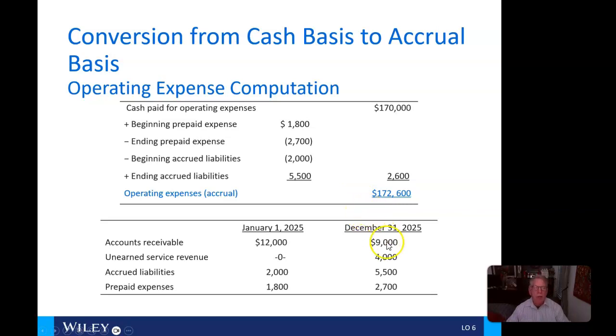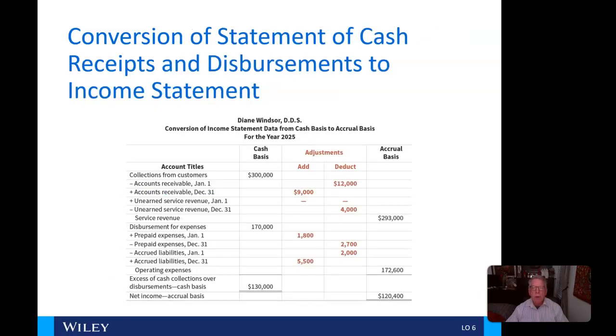So in her case, her expenses are higher than their cash. Her revenue is lower than her cash. So this is a good thing for her from a tax return standpoint. All right, there we go. So here's her adjustments. And finally, her net income of $120,400. It's $7,000 from service revenue and the remainder from operating expense differential.